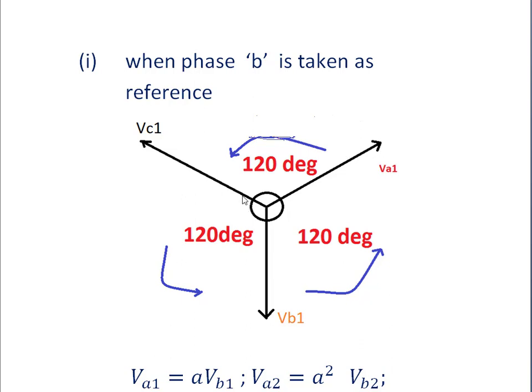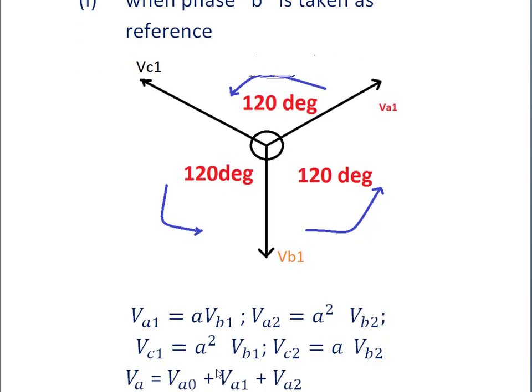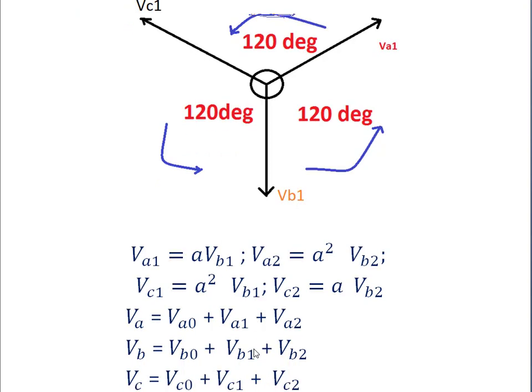Similarly, to represent this VC1 in terms of reference vector B, it has to move 120 degrees plus 120 degrees, means 240 degrees. That is nothing but A square. So VC1 is equal to A square into VB1. Why are we writing VB1? This is the reference phasor. Similarly, we can write vectors for negative phase sequence and zero phase sequence.